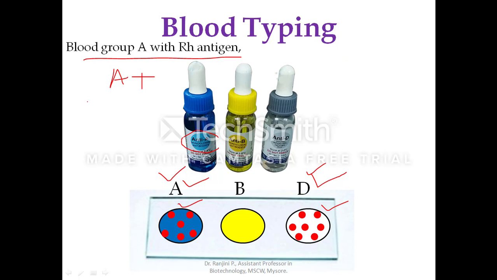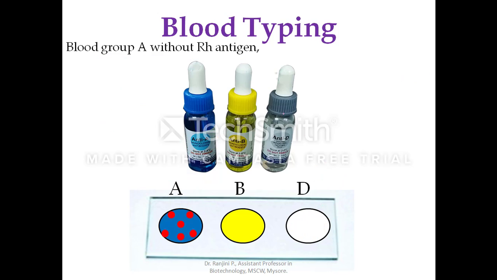So he has the A antigen and anti-B antisera. This anti-B antisera will not interact with the A antigen. It is only the antigen which interacts with the anti-A antisera. Such individuals are called A positive. The positive refers to the presence of the Rh antigen. So if the blood group contains A and the Rh antigen on the RBC, he will show precipitation in the A circle as well as in the D circle.